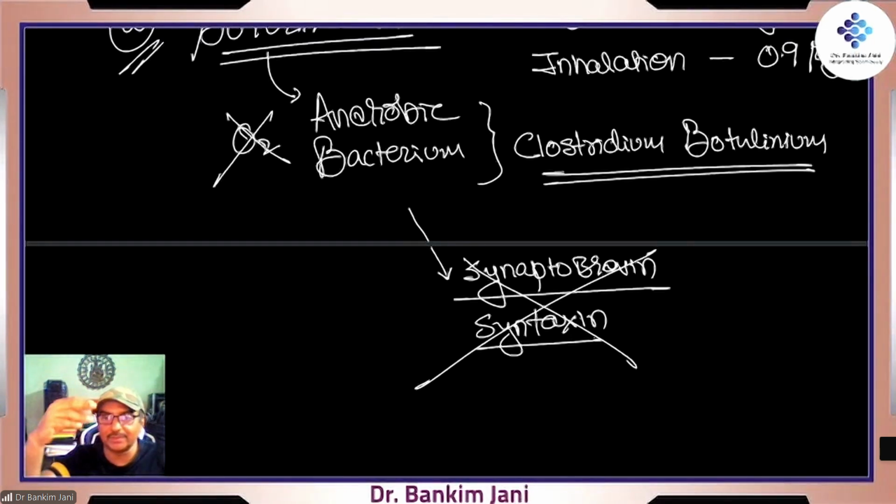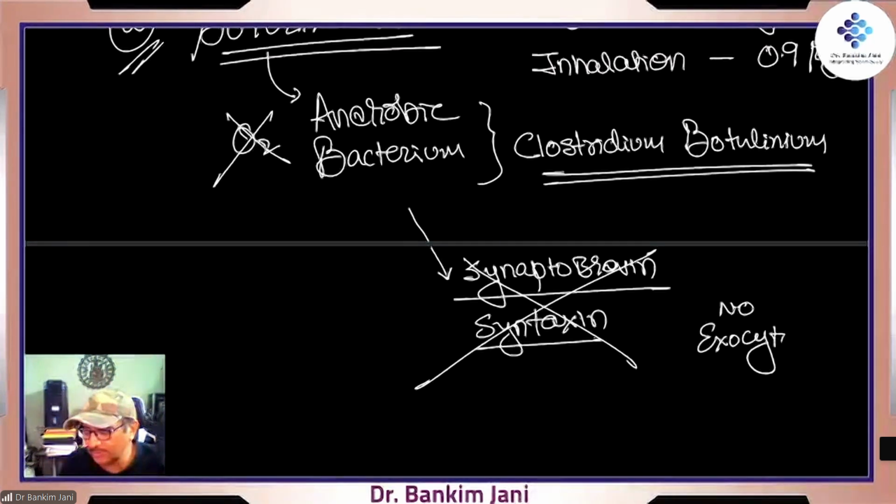But in those who take it, there is no exocytosis. Exactly. Everything was there, but it will not be released. And this leads to what is called flaccid paralysis. The moment the person comes into contact with this, they become absolutely paralyzed, no movement, and then the respiration stops.